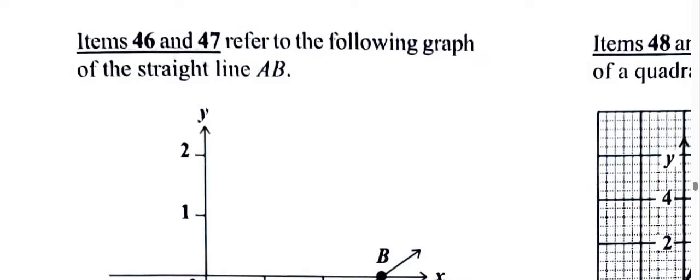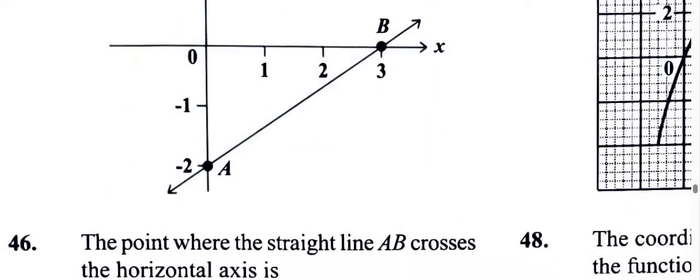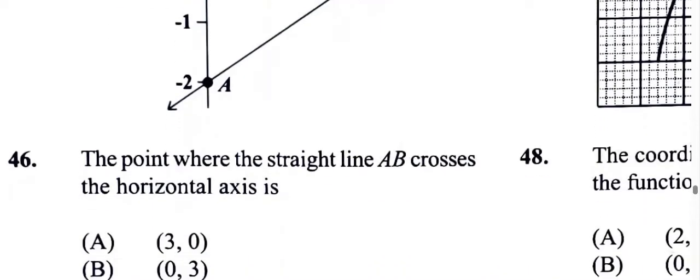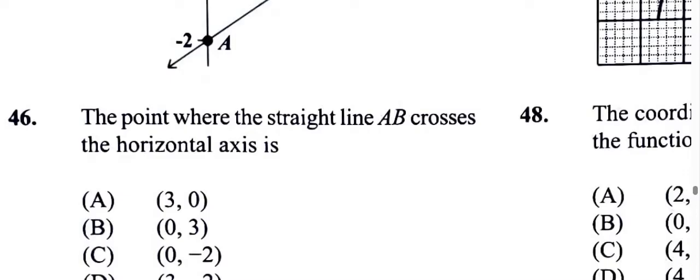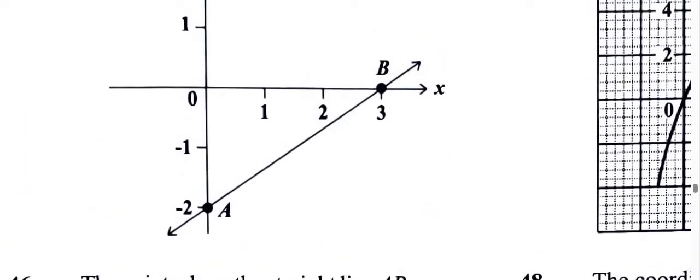46 and 47, we have a straight line AB. We see it going through A at -2 and B at 3 on the x-axis. The point where the straight line AB crosses the horizontal axis. The horizontal axis is the x-axis, right? This is a point, and the coordinates start with x first, and then the y coordinate will always be 0. The y coordinate is 0 on the x-axis.